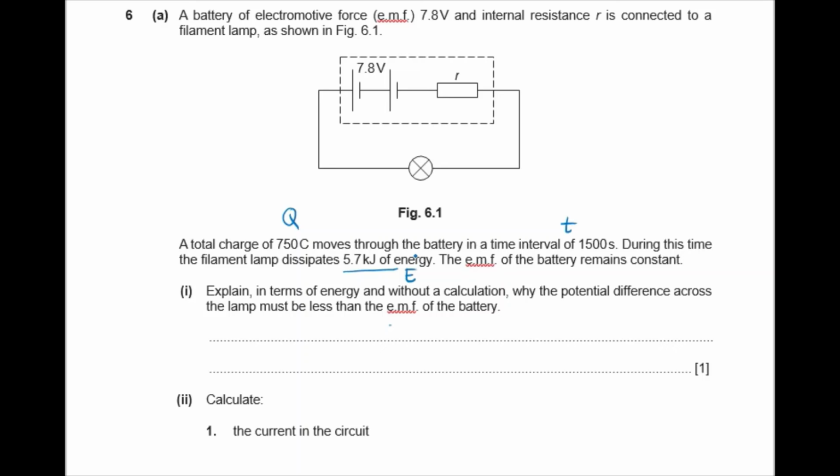1. Explain in terms of energy and without a calculation why the potential difference across the lamp must be less than the EMF of the battery. Okay, so we know that due to the internal resistance, some of the energy will be lost. So, explain why: because energy is dissipated in the internal resistance.